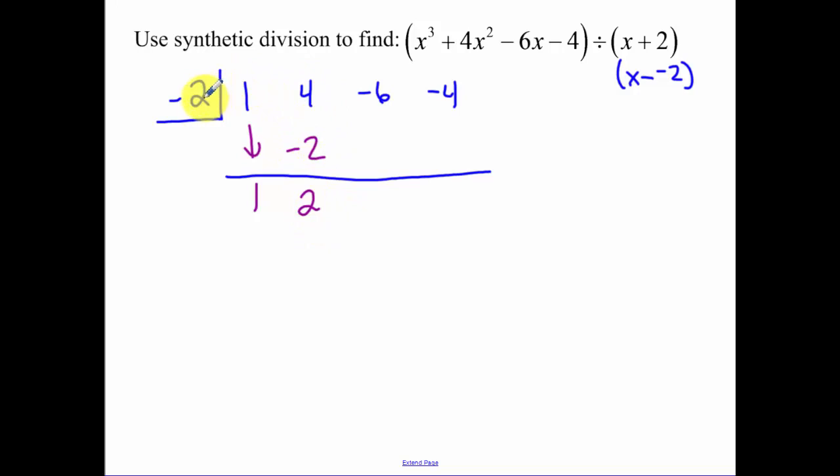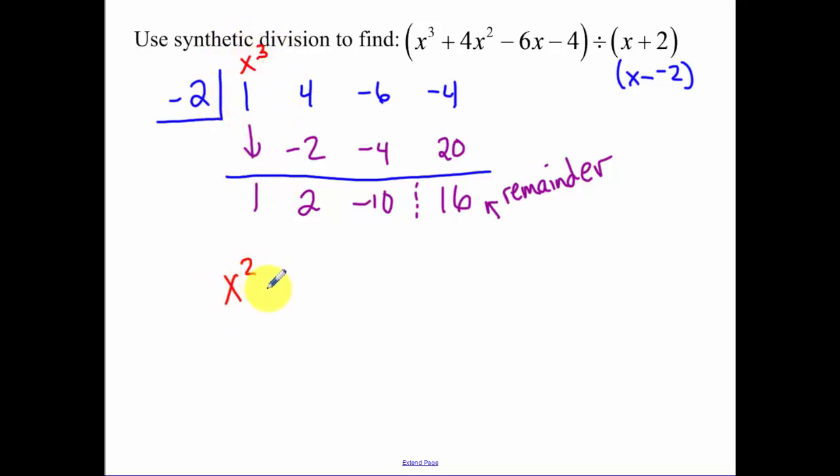2 times negative 2 is a negative 4. You add those numbers. Negative 10 times negative 2 is a positive 20. You add those numbers to get 16. I always put a little dash. That's my remainder. So your answer, remember I started with an x cubed. This number down here is the coefficient with 1 less degree. So I'm x squared plus 2x minus 10 plus my remainder of 16 over what I divided in, which was x plus 2.